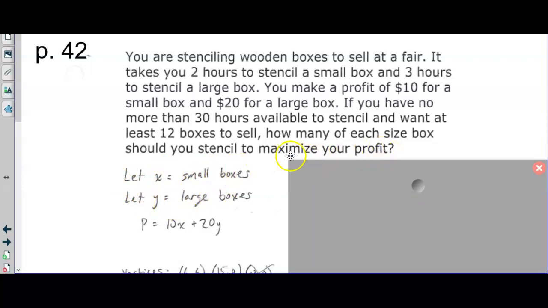Also, I'm trying to maximize profit. So my objective function should be about profit. My objective here is to make as much money as possible. So the amount of money I make per small box is 10 bucks. The amount of money I make per large box is 20 bucks. Once I get the potential combinations of large and small, I can insert them here for X and Y, figure out what gives me the best profit.